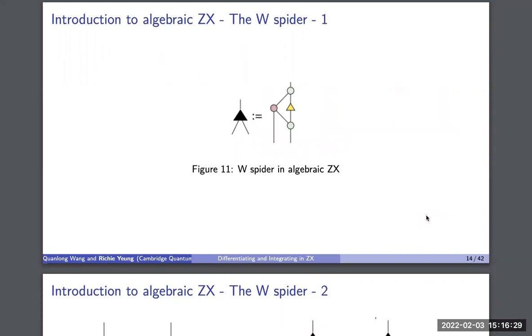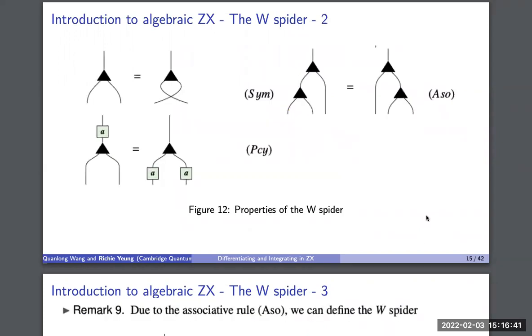So now we move on to the W spider. The W spider from ZW calculus can be represented like this compactly within algebraic ZX calculus. And as many of you know, the W spider has these nice properties of symmetry, associativity, and it also can copy through these green boxes like this.